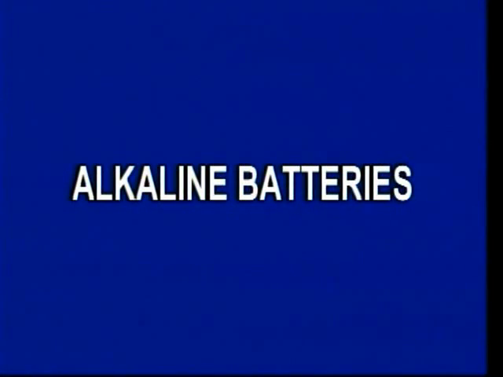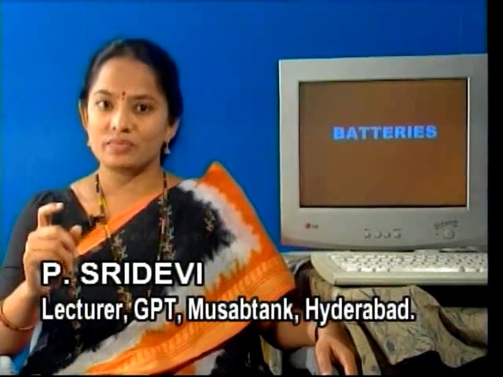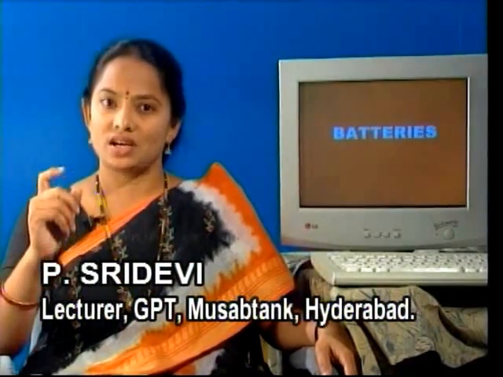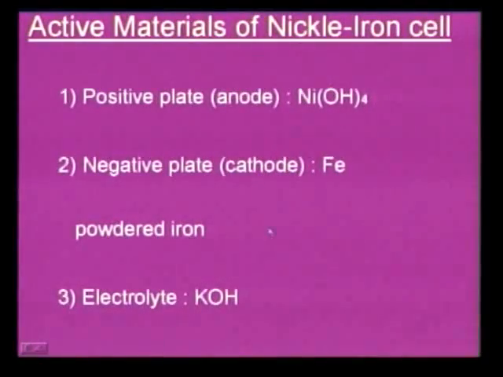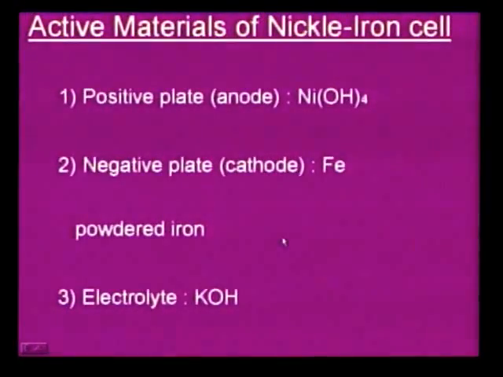We'll go to alkaline batteries. In lead acid battery, regular maintenance is required. To overcome this, alkaline batteries are used. These are nickel iron battery and nickel cadmium battery. Now we look into nickel iron cell.